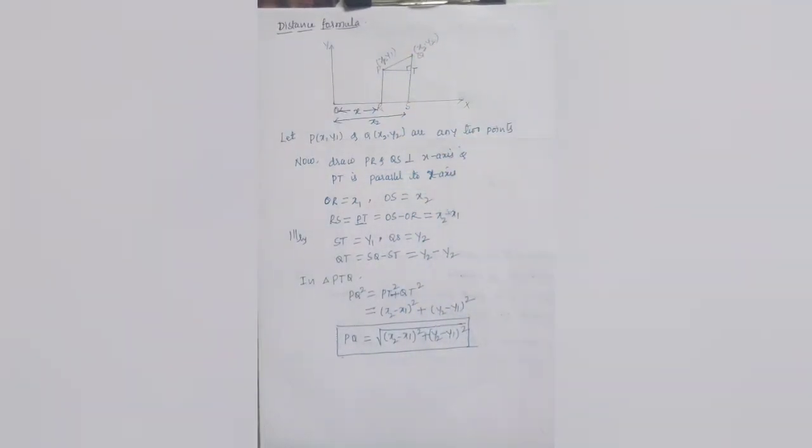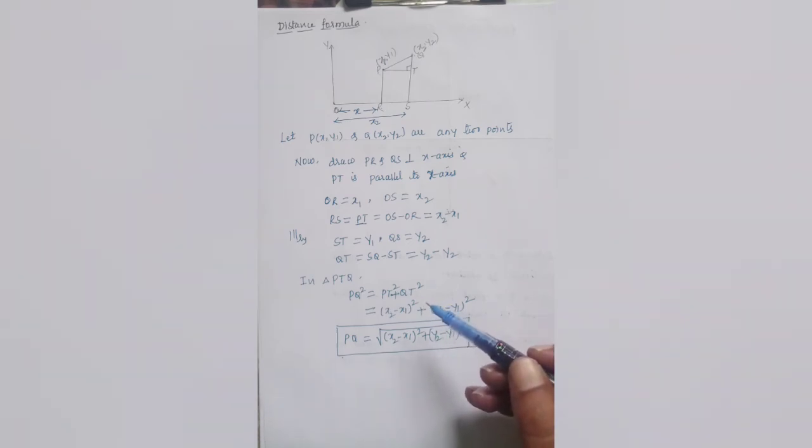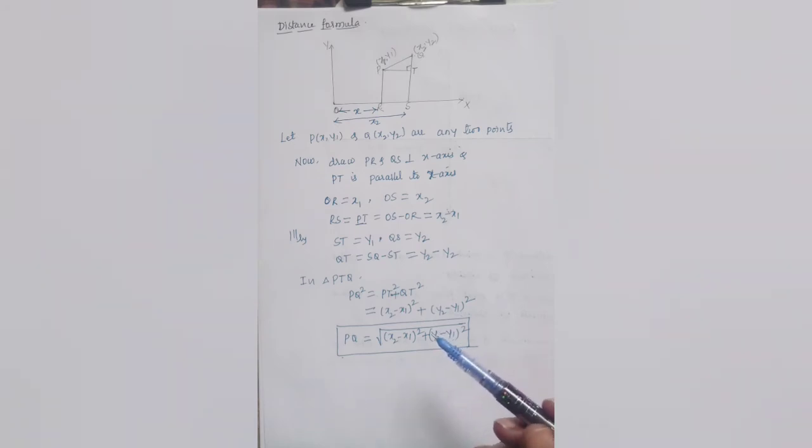You should remember this formula. What are the applications of this formula? We can understand the application of this formula by solving some questions. Now I will solve exercise 7.1 using the distance formula. First question, find the distance between the following pairs of points. First one is (2, 3) and (4, 1).